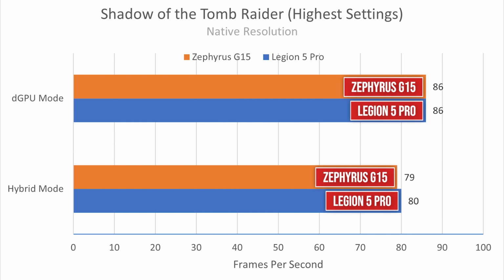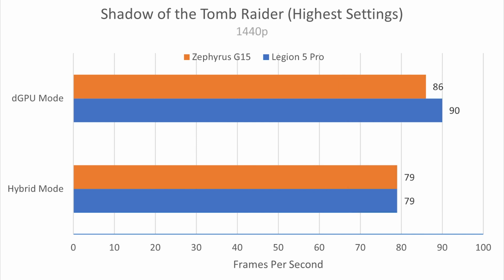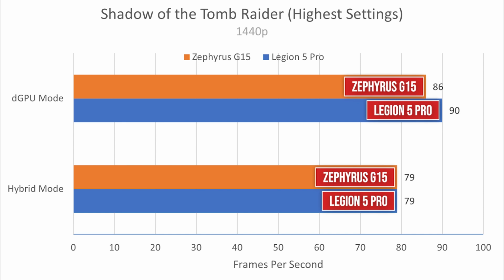Again, both of these laptops perform basically the same. By this point, I was pretty baffled that there was actually 40 more watts in the Legion 5 Pro's GPU. And then I tried turning it down to 1440p on the Legion 5 Pro. And yeah, I got 4 more FPS here in dedicated GPU mode. But still, it's just barely ahead of the Zephyrus G15. You actually lose 1 FPS here on the Legion 5 Pro in hybrid mode at 1440p.